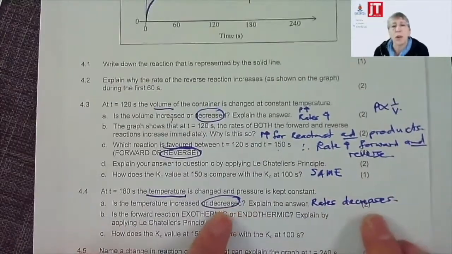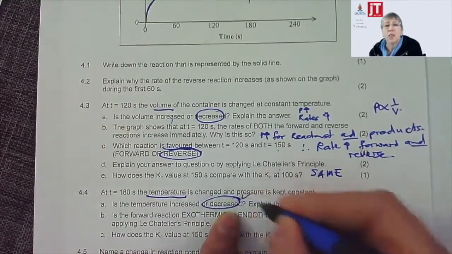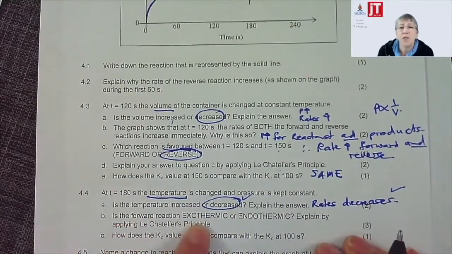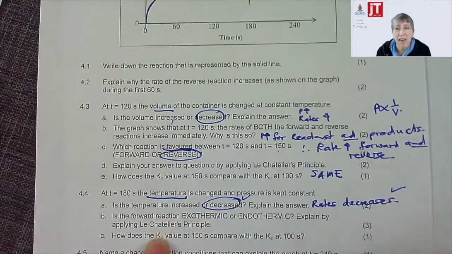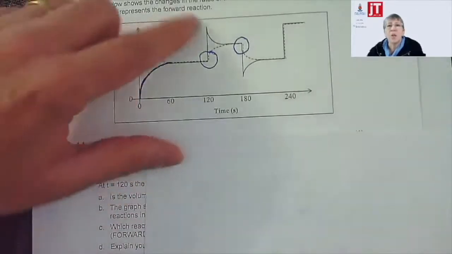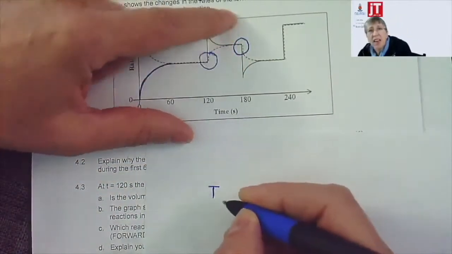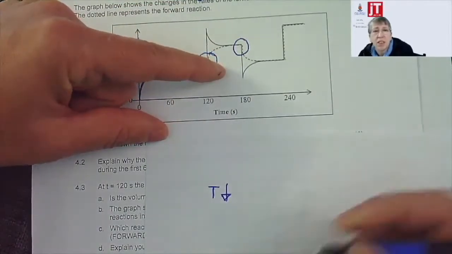And the rates will only decrease if the temperature decreased, right? So one is for decreased and the other one is the reason. Now they ask, is the forward reaction endo or exothermic, and explain by applying Le Chatelier's principle. Right, now what can we see from the graph here? We know it's a temperature change, and since the rates are going down, we know the temperature decreased, right?